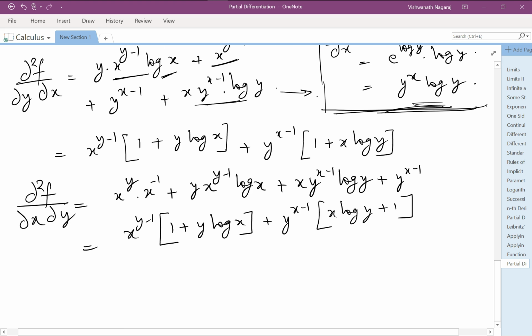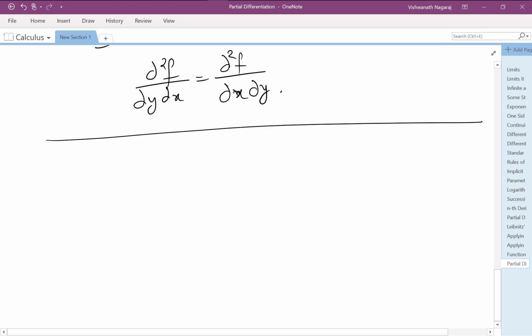And again, if you notice, x to the power of y minus 1, 1 plus y log x, and y to the power of x minus 1, 1 plus x log y. So this and this both are equal. So we have shown that dou square f dou y dou x is equal to dou square f dou x dou y. Let's look at a slightly different type of problem.